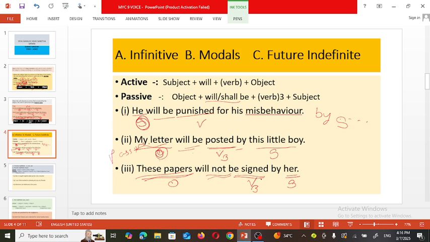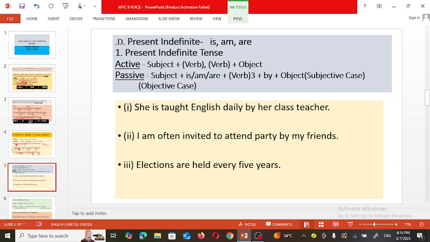Suppose we want to change it into the active voice. How can the sentence be? Instead of her, she will be there. She will not sign these papers. There is no need to write the ed form. So she will not sign these papers. Full stop.